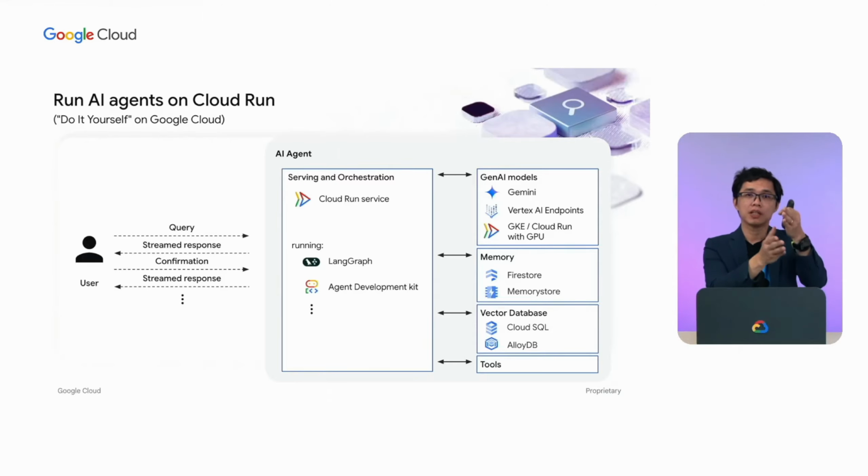And at the same time, it can integrate with multiple needed backend services, such as the core AI model, which can be either Gemini API or the model endpoints from Vertex, GKE, or Cloud Run itself. Cloud Run also supports integrating with the needed memory store, vector database such as Cloud SQL or AlloyDB, and any other required tools to develop your AI agent. Cloud Run also supports LangGraph and Agent Development Kit, or ADK in short, which are popular solutions to develop AI agent applications.